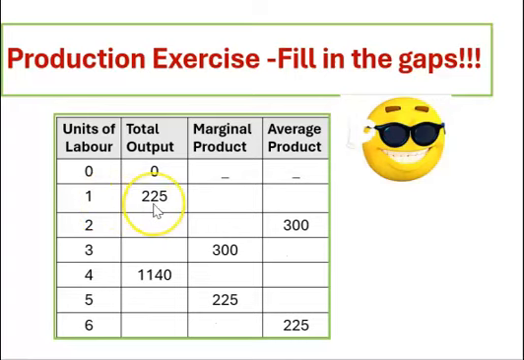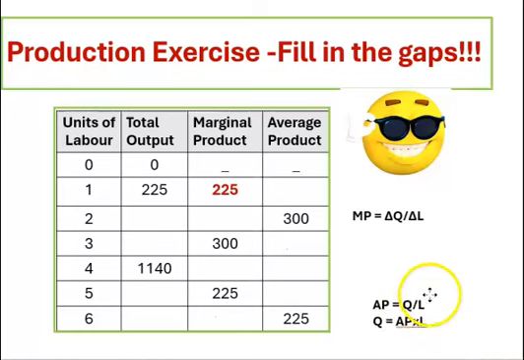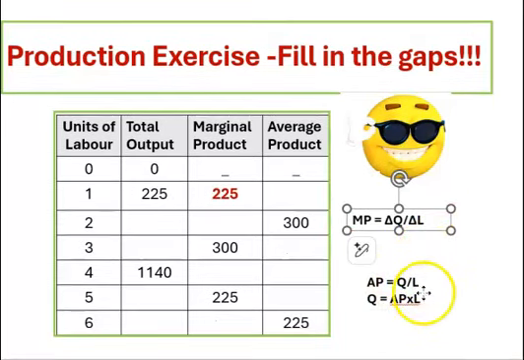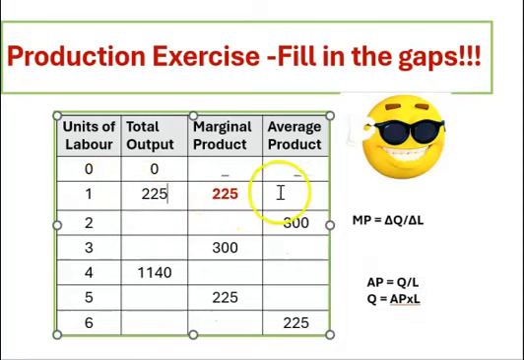When labor is 1, we are given total output of 225. We need to find the marginal product and the average product. The equation for marginal product is equal to the change in total output divided by the change in labor. Change in total output is 225 less 0 divided by 1 less 0, so it's 225 divided by 1, so it's 225. And the equation for average product is equal to total output divided by labor. Total output we're given is 225, labor is 1, so it's 225 divided by 1, which is 225.